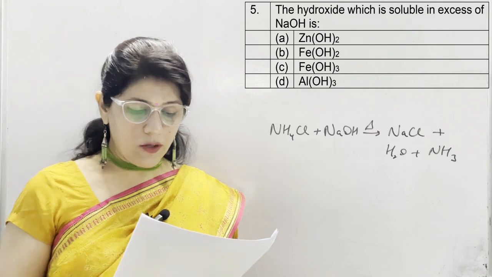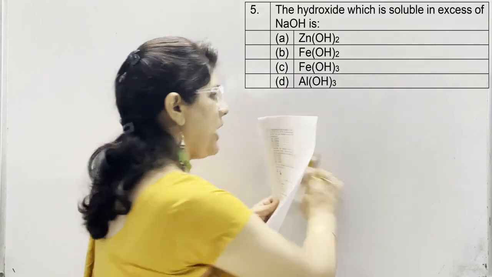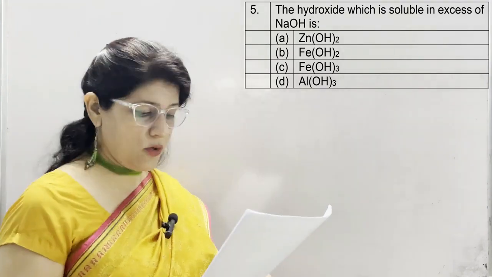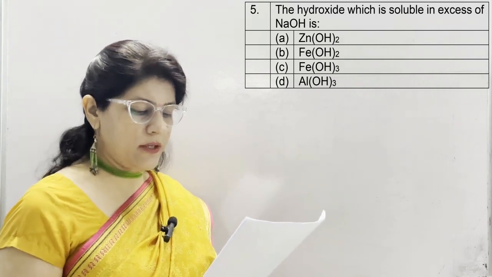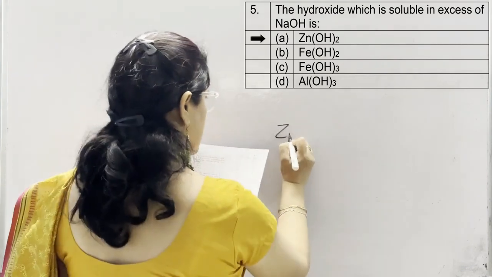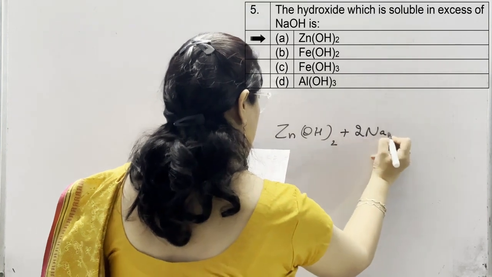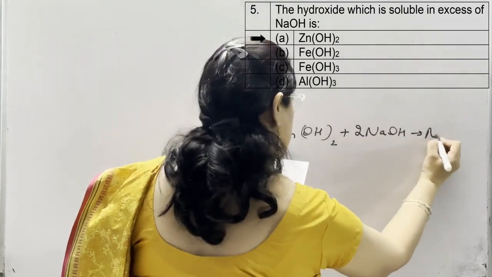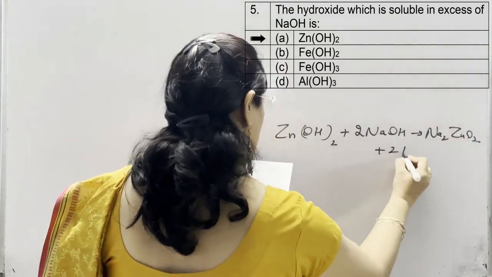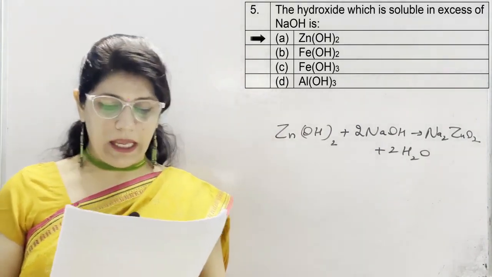Question number 5. Which hydroxide is soluble in excess of NaOH? The options given are zinc hydroxide, ferric hydroxide, ferrous hydroxide, and then aluminium hydroxide. So the correct option is zinc hydroxide. The reaction is zinc hydroxide, when it reacts with NaOH, it gives Na2ZnO2, sodium zincate, and then 2 molecules of water. So the correct option is option number A.